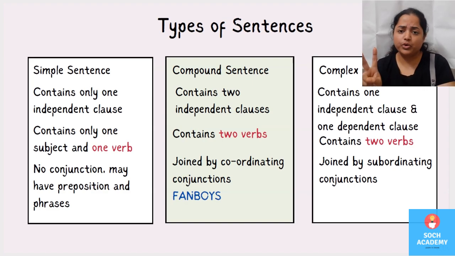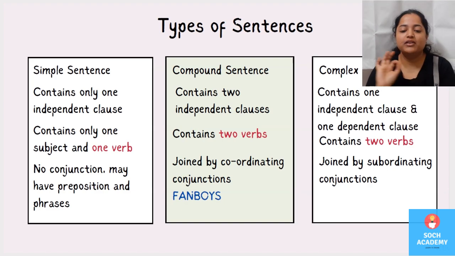So if it has two verbs, then it means that it has two clauses. Now this is where the confusion lies, right? Both the compound sentence and complex sentence have two verbs, meaning that they have two clauses. Now we have to identify whether those two clauses are independent or dependent. But another easy way to identify is by looking at the conjunction. Yes, a simple sentence does not have any conjunction. It may have prepositions and phrases, but it never has a conjunction. So if there is no conjunction and only one verb, it is a simple sentence.